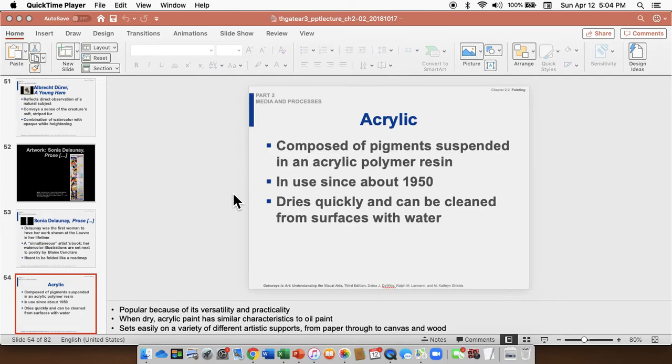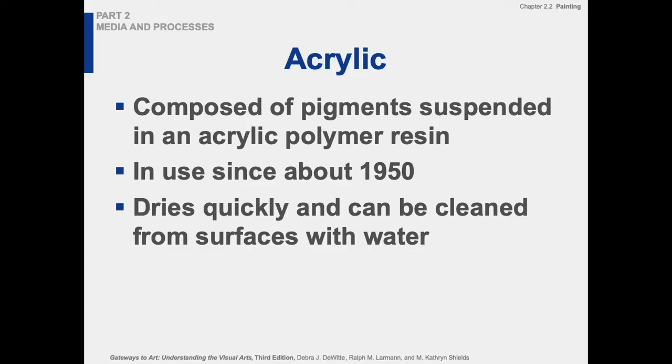Chapter 2.2, Part 5. We're still in painting, and we're going to start this video at acrylic paint. Acrylic paint did not exist before 1950, roughly. It's a plastic, a polymer resin. So remember, if you have a quiz question that has to do with dates and times, mid 20th century, 1950 exactly, is the beginning of use of acrylic paint.